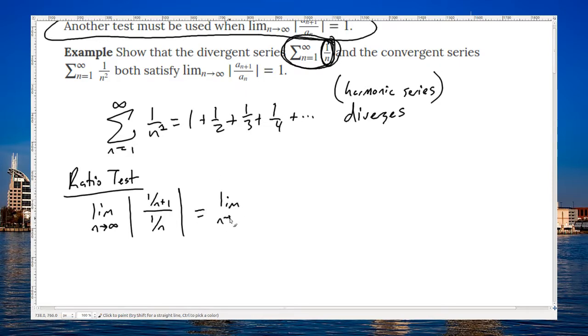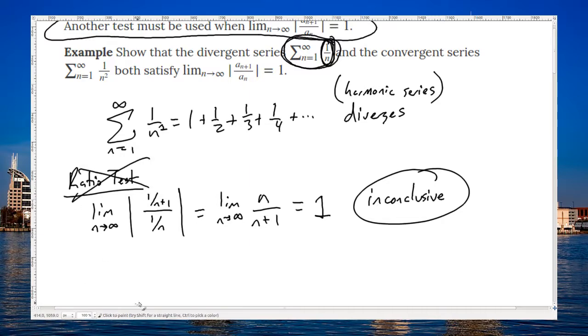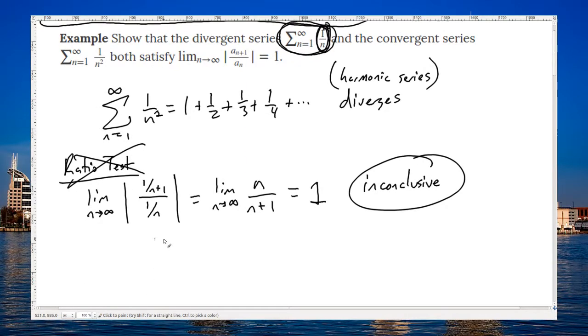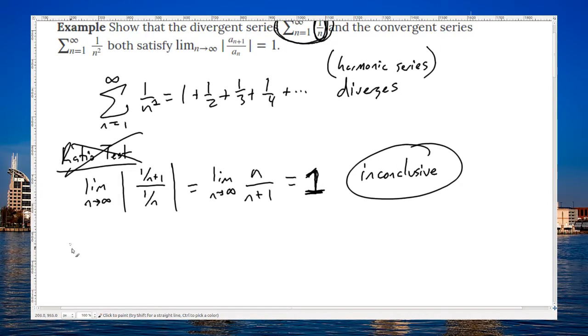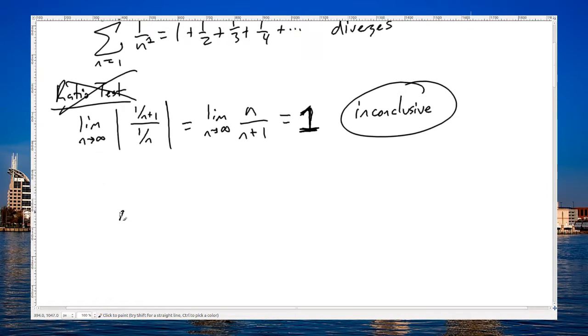So what am I dealing with? Everything's positive. I've got n divided by n plus 1, and it's really easy to see that that gets you a 1. And the fancy word that we'd like to use here is that it's inconclusive. The ratio test is useless for this particular series because it gets us the number 1. Any number less than 1, great, it converges. Any number bigger than 1, great, it diverges. But a lot of series will end up getting you just the plain old number 1, and that means it's inconclusive. Okay, let's also try this other one.